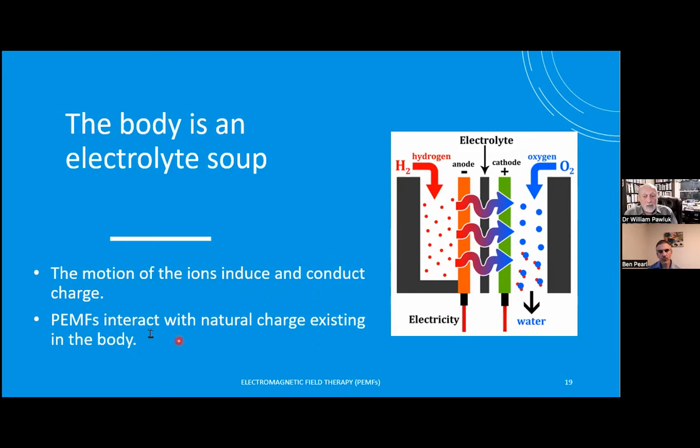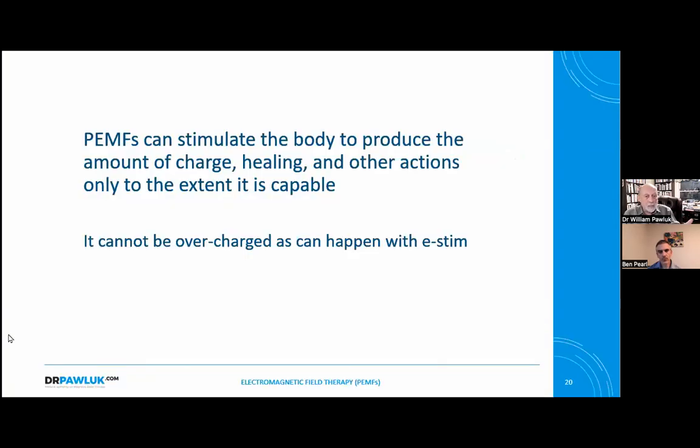And PEMFs basically interact with all that charge to create more energy in the body. So PEMFs can stimulate the body to produce the amount of charge, which then causes healing and other actions, only to the extent the body's capable of it. In other words, the magnetic field doesn't do the work.